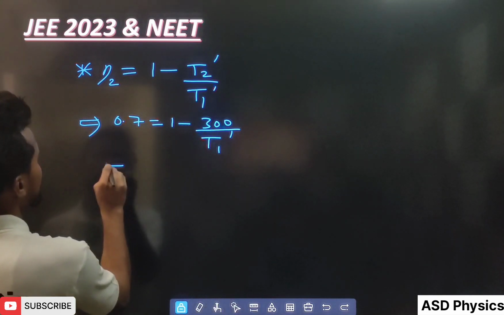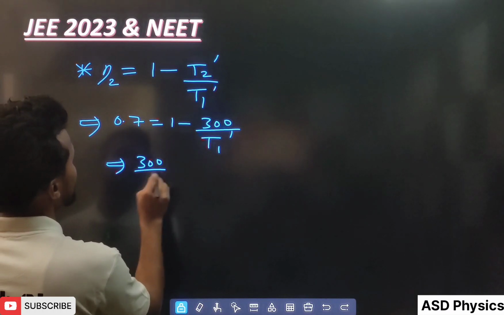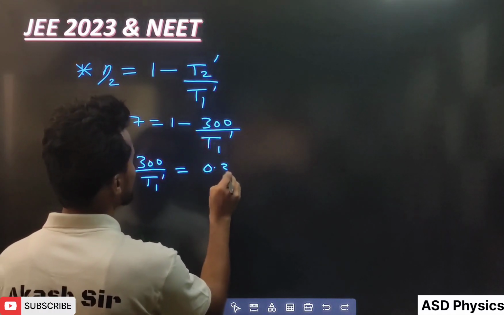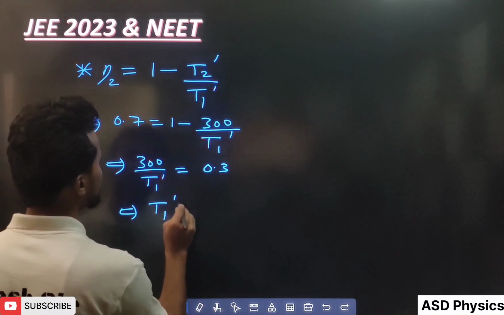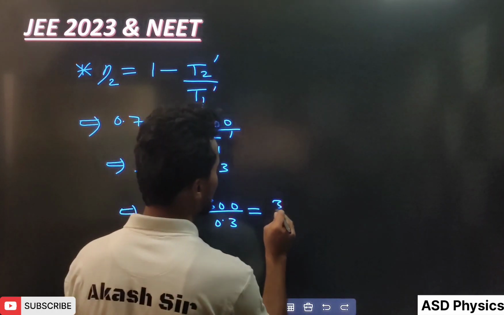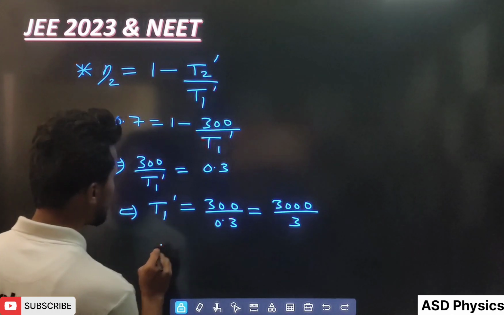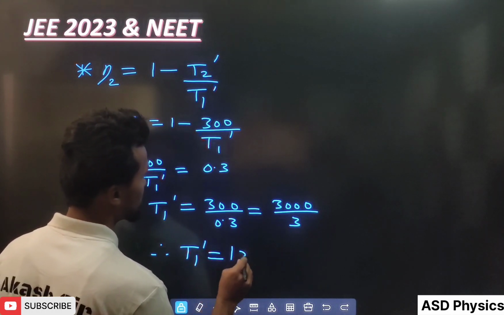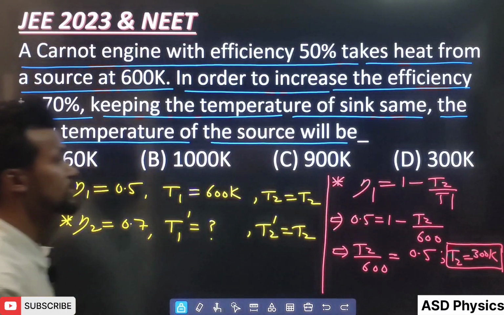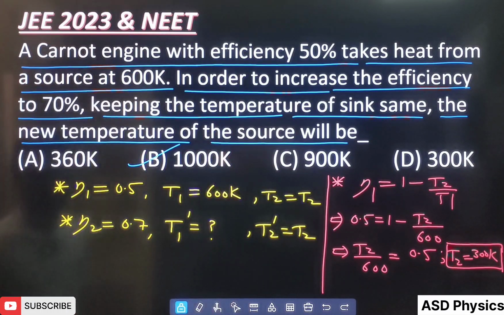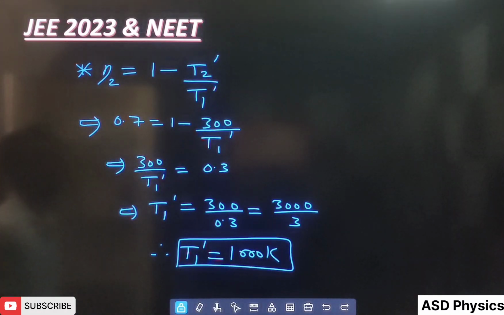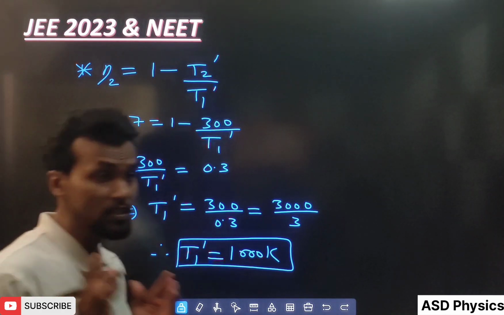Okay, so students, when I simplify this, what will this become here? See, 300 by T1 dash is equal to 1 minus 0.7, that means it will become 0.3. So T1 dash is equal to 300 by 0.3, students. Just simplify this, it will come to 3000 by 3, and hence this T1 dash value is going to be 1000 Kelvin. 1000 Kelvin, is it? So you can see very well which option is correct. The correct option is option B. Is it 1000 Kelvin? Okay, and you can see in how beautiful a way we have got the new temperature of the source.